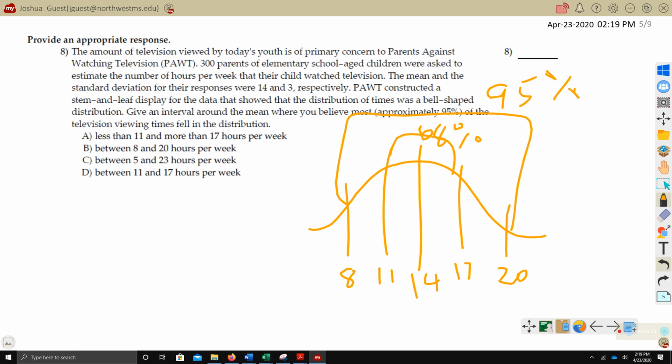The reason I subtracted 3 twice and added 3 twice was because of the 95%. If it had said 68%, I would have only added 3 once and subtracted 3 once. If it would have said 99.7%, I would have added 3 times and subtracted 3 times. So it's that 95% tells me to do it twice. It's 2 standard deviations away from the mean. So this is between 8 and 20 hours, which is B. So then number 8 should be B, between 8 and 20, which is 2 standard deviations on either side of the mean.